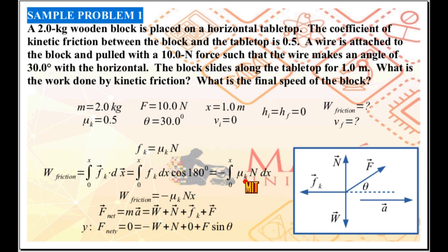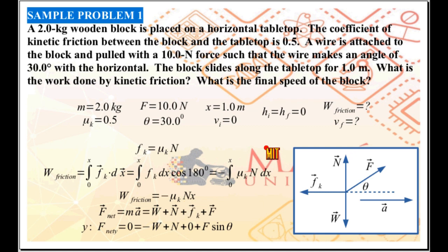Mu k is constant, N is constant, so we bring them out of the integration. We are only integrating dx, which will give us work done by friction is equal to negative mu k N x. We know mu k, we know x. To be able to calculate the work done by friction, we need to get the normal force magnitude. For that, we need to do force analysis.